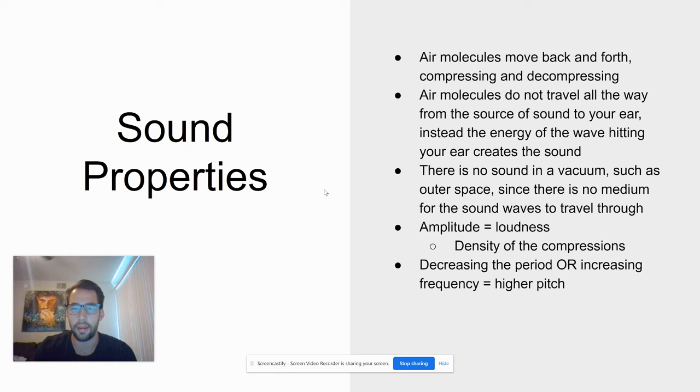There's no sound in a vacuum. In space, there's not going to be any sound because there's no medium for the sound waves to travel through. It has to have either a solid, liquid, or gas. In space, there's none of those, so sound can't travel in space.